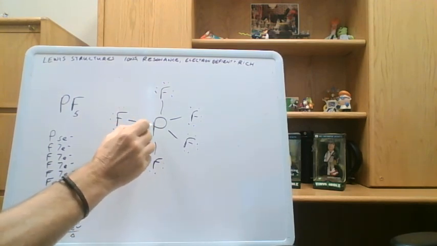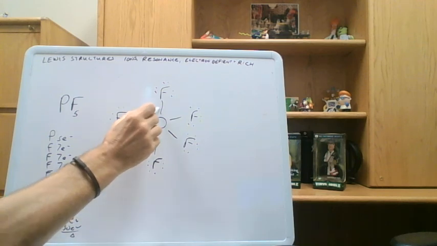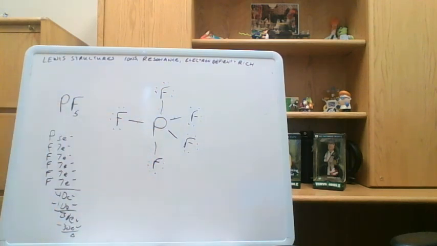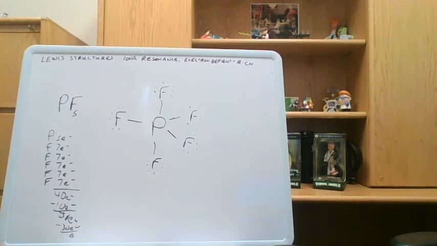This phosphorus ends up seeing 2, 4, 6, 8, 10 electrons, so it's what we would call electron rich, because it has those extra electrons in its outer shell.